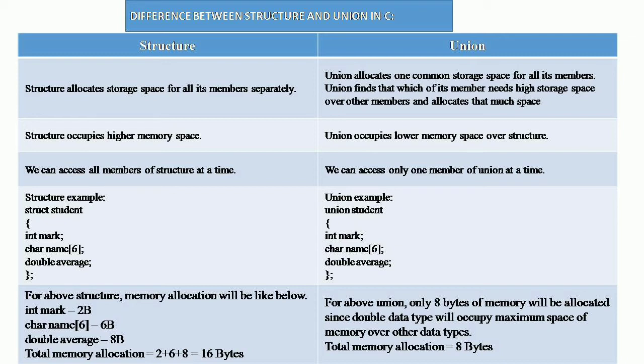Once again, you go to union. What is a union? A union is a collection of variables, data items of different data types. It is similar to a structure. Union is also called a user-defined data type. Union is a keyword, a user-defined data type in the C programming language. It is a collection of variables of different data types in the same memory location.